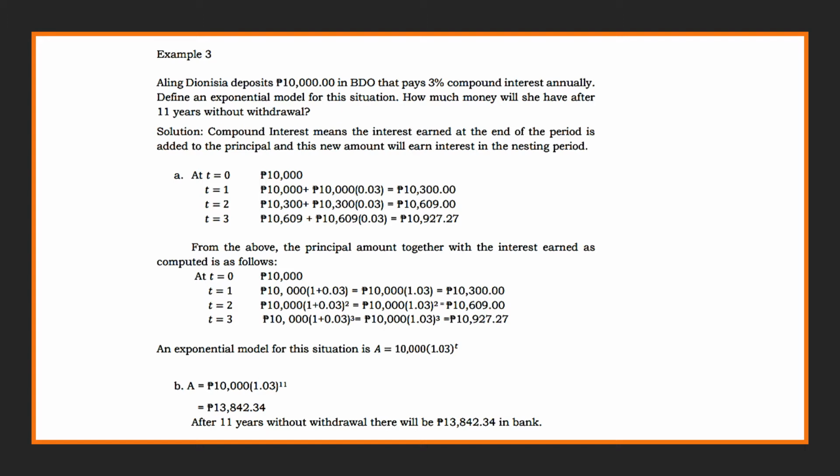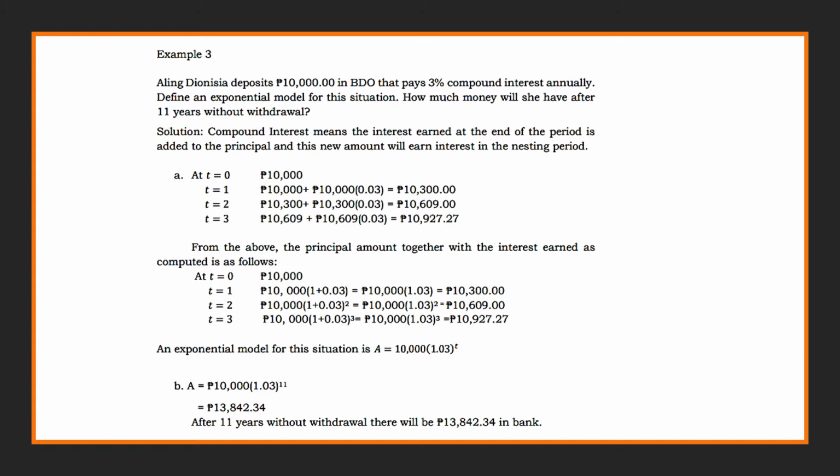So, instead of doing that, to get her final amount after 11 years, we can use the exponential model for this situation. A equals 10,000 times 1.03 raised to t. So, our t will be replaced there, which is 11. Where does the 0.03 come from? It's 3%.